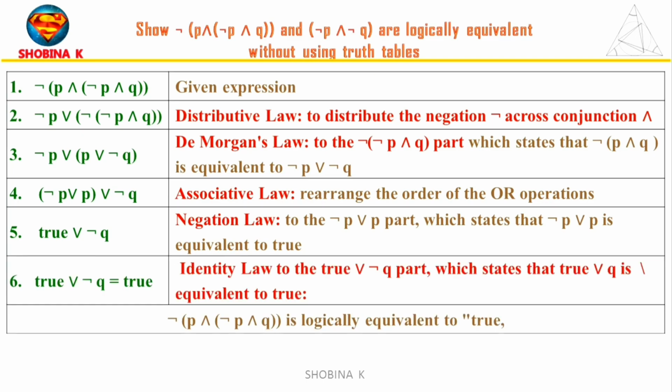Now apply the identity law to the part true or not Q. This law states that true or Q is equivalent to true. And when you have true combined with any other statement using the OR operator, the result is always true. In this case, the true is combined with not Q using or, so the result is true. We have shown that the expression not P and not (P and Q) is true.